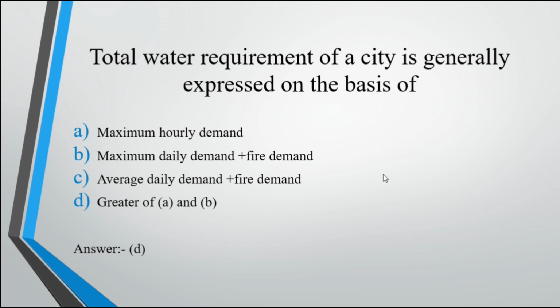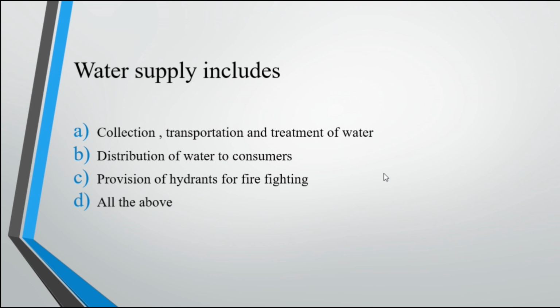So the next question, water supply includes option A, collection, transportation and treatment of water. Option B, distribution of water to consumers. Option C, provision of hydrants for fire fighting. And option D, all the above. So the correct answer is option D, all the above.